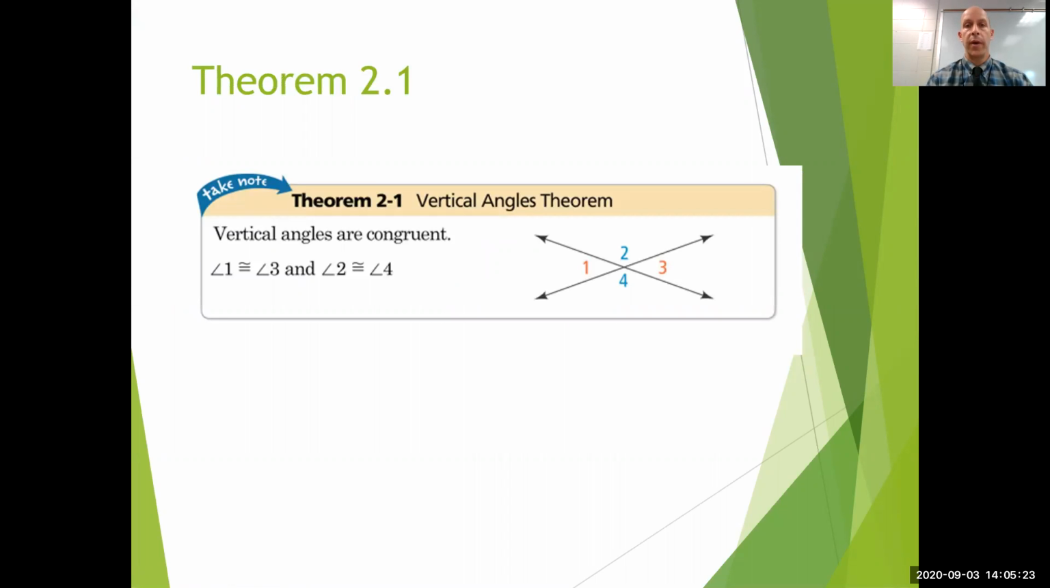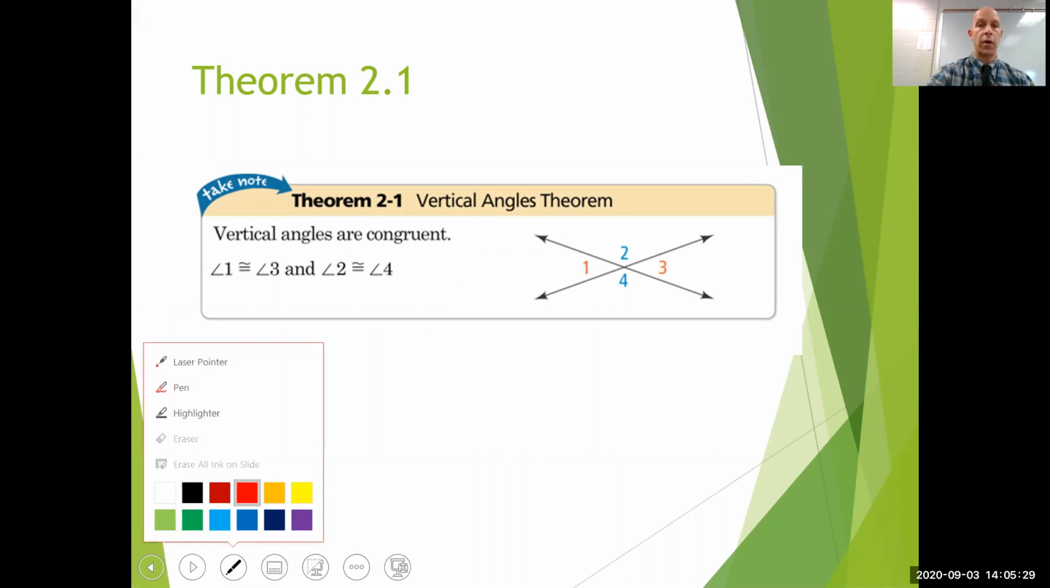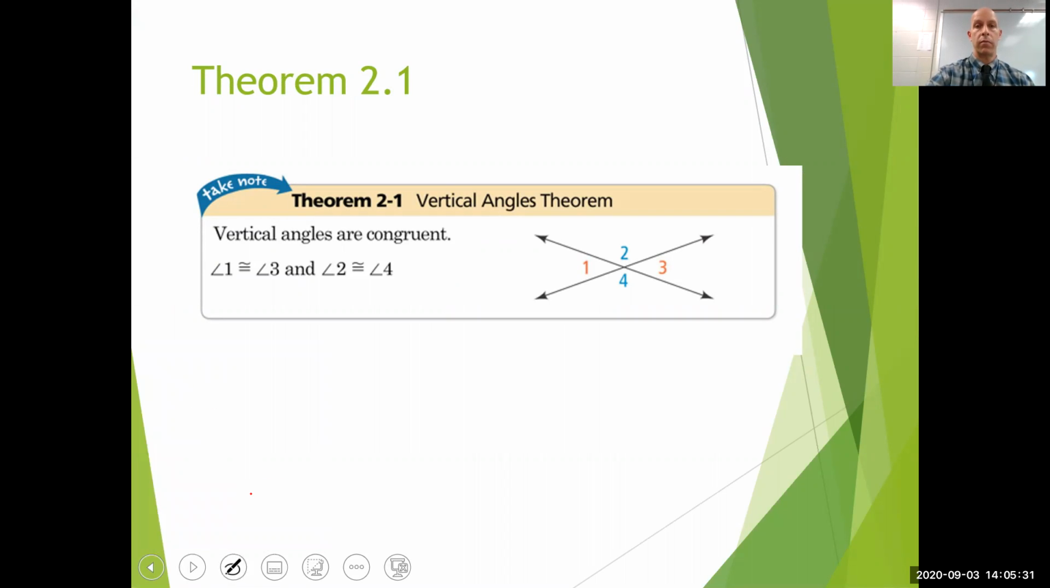Our first theorem here is called the vertical angle theorem, and it says the following. If angles are vertical, then they are congruent. So for example, angle 1 and angle 3, those are vertical angles. Therefore, they are congruent. Vertical angles are congruent.